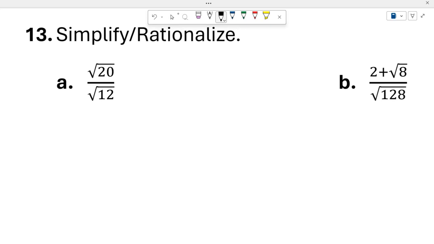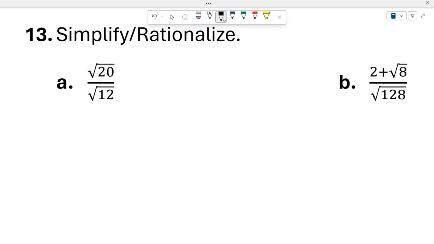Okay, so for 13a, we have a fraction, which is equivalent to a quotient, which is division, right? A fraction is just another way of representing a division problem. So for a, we've got root 20 over root 12. Because there's no number in the top left, these are square roots. So the square root of 20 over the square root of 12.